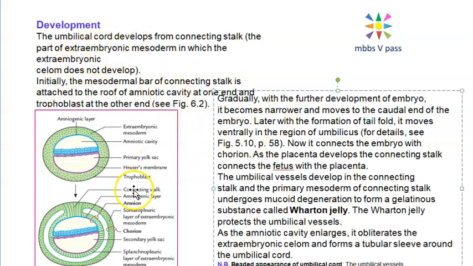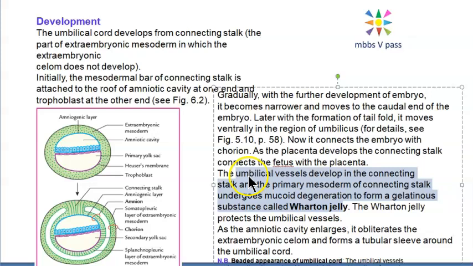Then you'll have to draw these diagrams also. We are not going into the details. Connecting stalk part of the extraembryonic mesoderm. It is extraembryonic. It's outside the embryo, looks like. Okay. One more term important here could be this Wharton jelly. The umbilical vessels develop in the connecting stalk. Obviously, inside this connecting stalk only these arteries and veins will develop. And the primary mesoderm of connecting stalk undergoes mucoid degeneration to form a gelatinous substance called Wharton jelly. Okay. So this Wharton jelly is around these vessels and it protects these vessels, looks like.